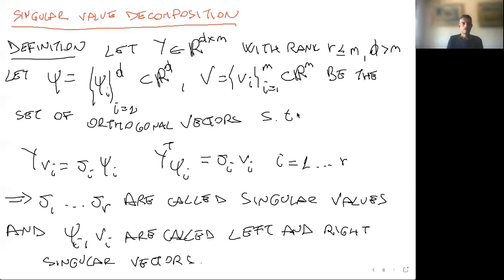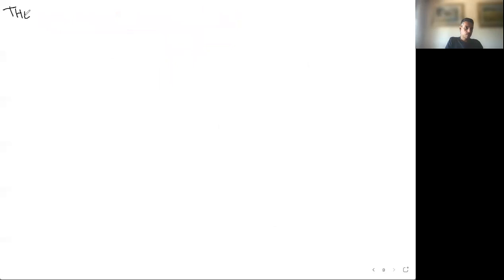Okay. So we suppose that we have a D by M matrix, and there exist two sets of orthonormal vectors, psi_i that are orthonormal and v_i that are orthonormal, such that Y v_i is equal to sigma_i psi_i and Y transpose psi_i is equal to sigma_i v_i. So sigma_i are the singular values, and psi_i and v_i are called the left and right singular vectors. Let's provide a theorem.